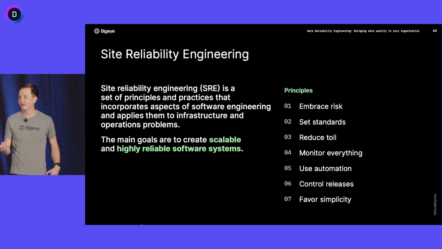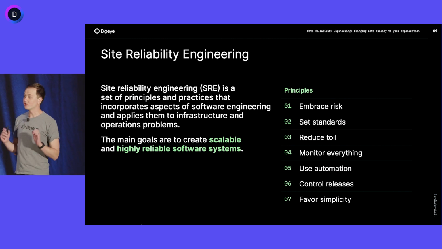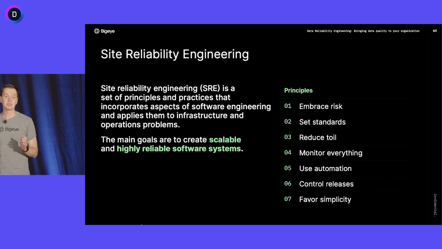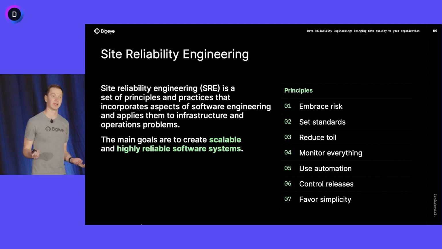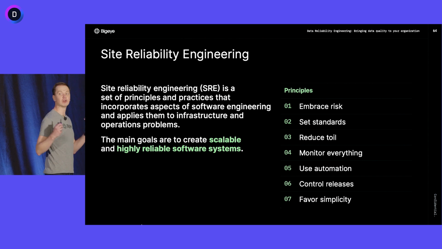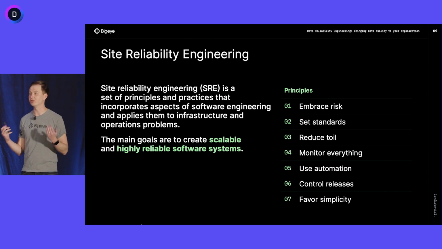Monitor everything. There's a lot of systems out there, and we should be monitoring everything because the interdependencies are so complex that nobody actually knows about them. And if you're not monitoring everything, then you're probably not catching the things that you need to be catching.